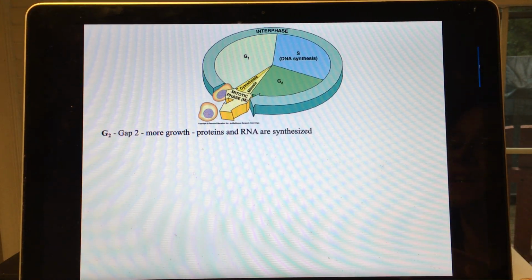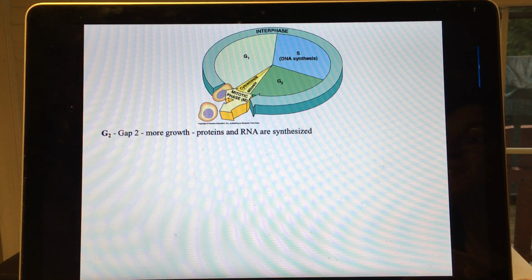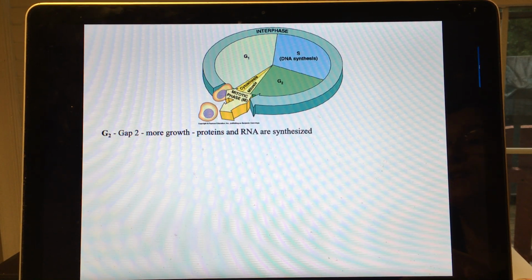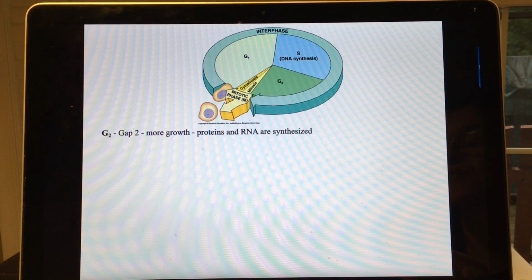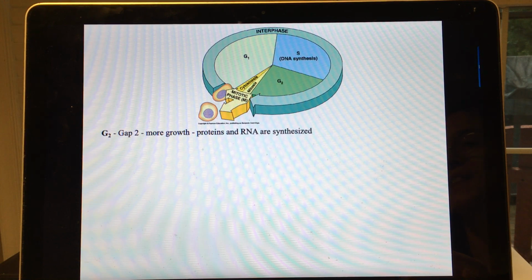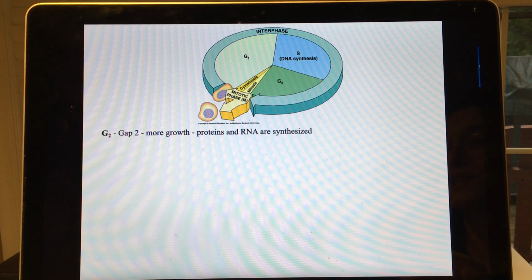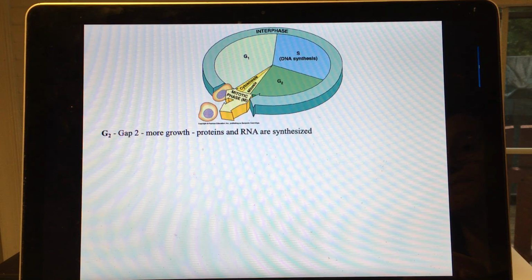The G2 phase stands for gap 2. And during this phase, you basically have the exact same thing going on as you would during the G1 phase. You have more RNAs and proteins synthesized. So again, if we were pretending that this was a beta pancreatic cell, it'd be making more insulin during that phase. It's just a shorter phase than G1.